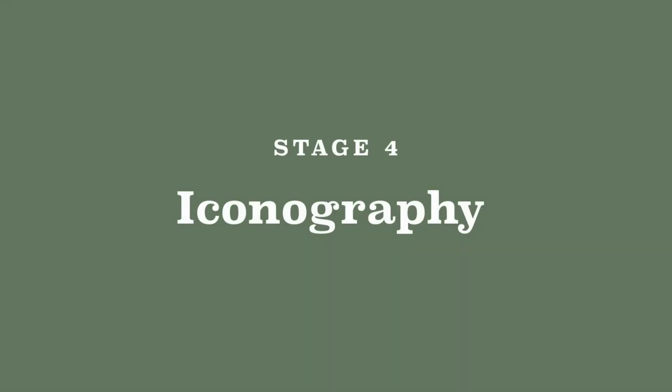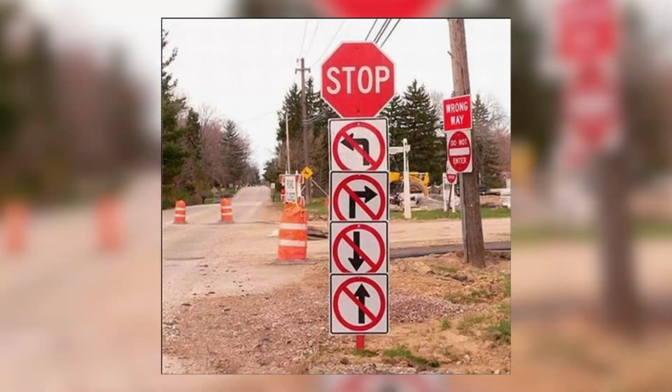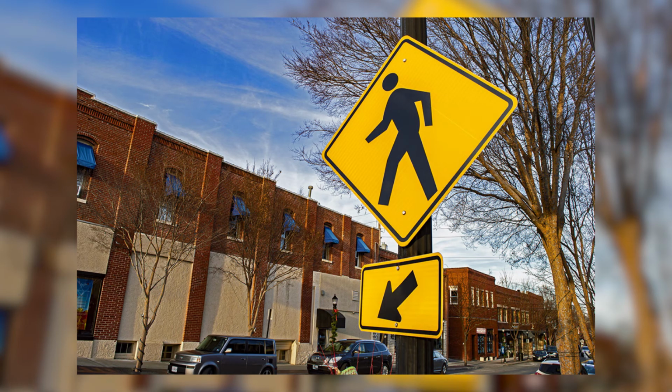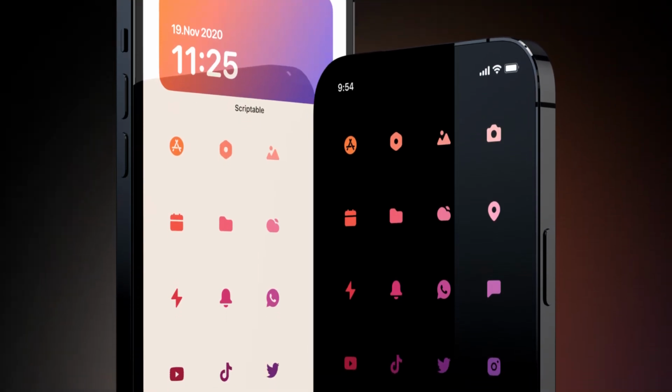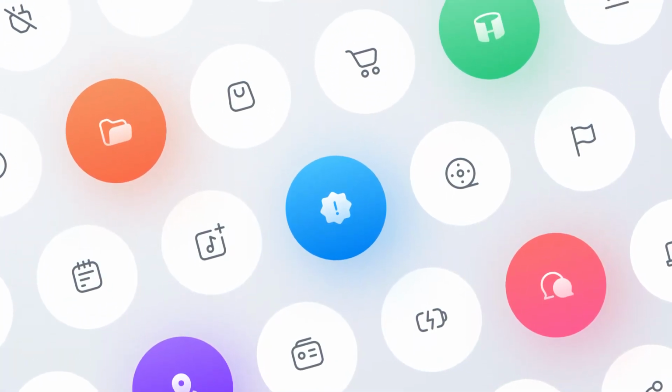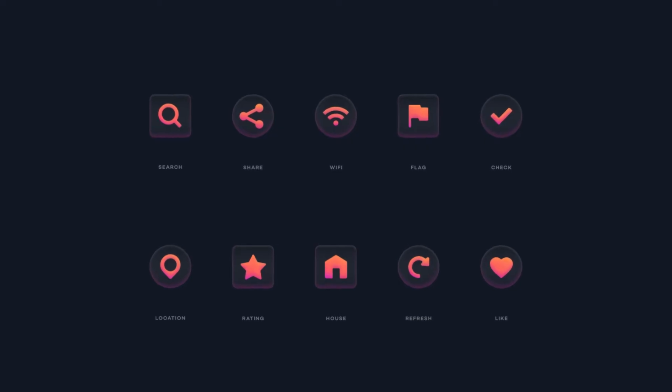Number 4. Iconography. We use a lot of symbols in our day-to-day life to visually represent a few things. The icon serves the same purpose on the screen. We would use a consistent set of icons throughout the product to make it look together.